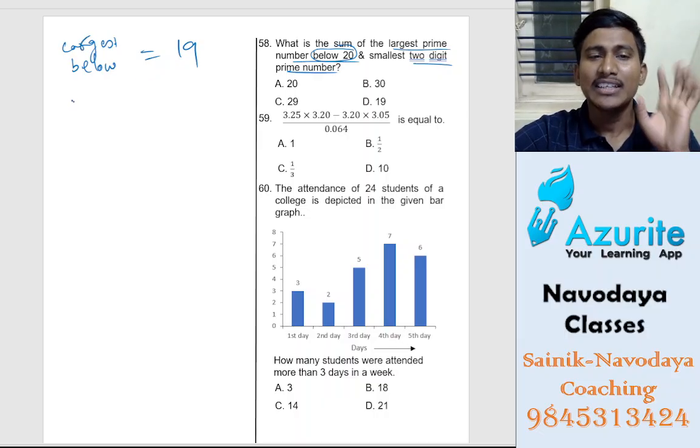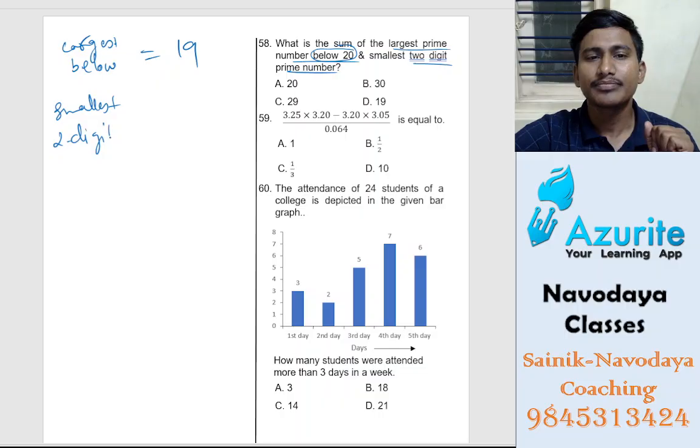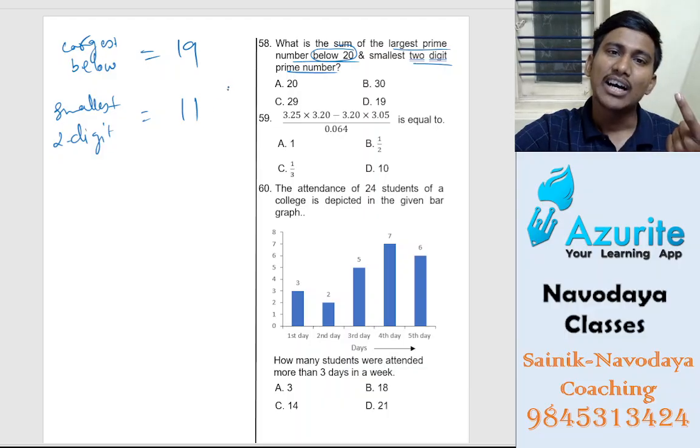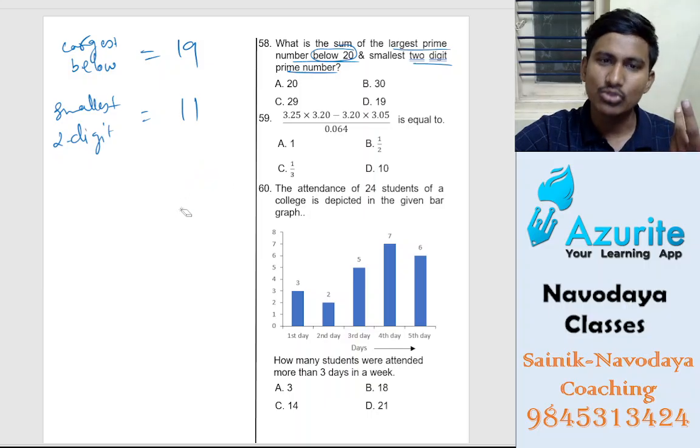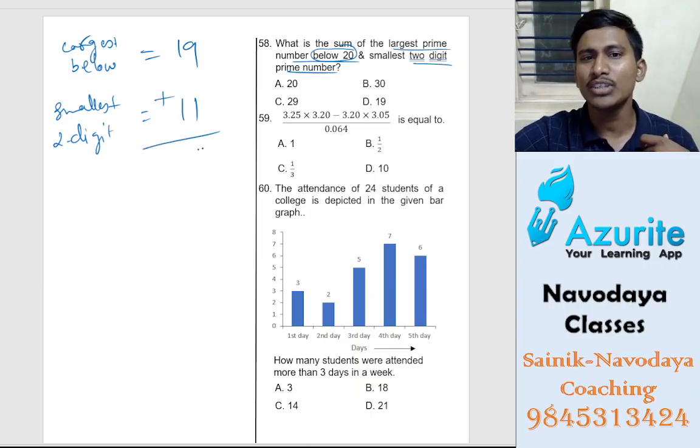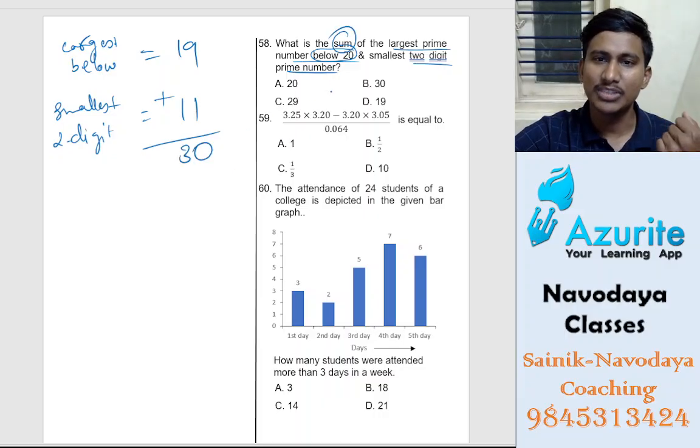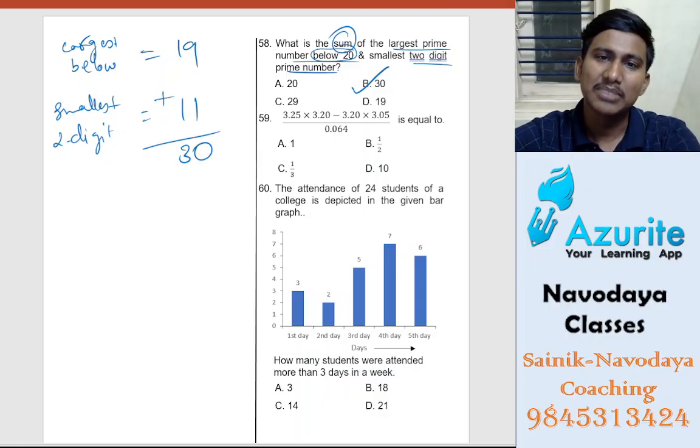Okay? And then the smallest 2-digit prime number. Which is the smallest 2-digit prime number? That is 11, right? After 7, the next prime number is 11. That is the smallest 2-digit prime number. So if you add them both, they are asking for the sum. The sum is 30, that is the answer. Option B here.